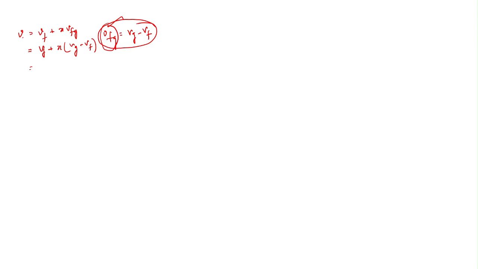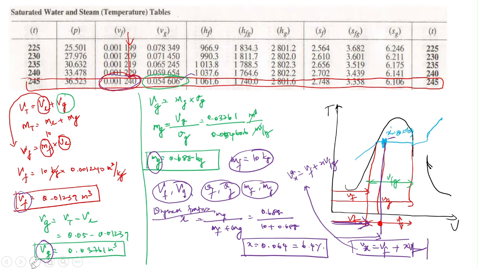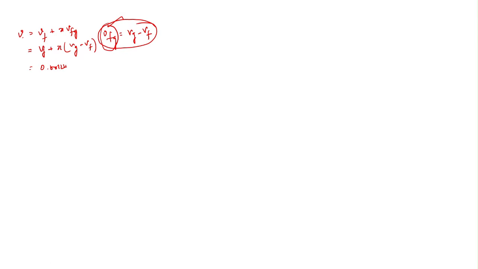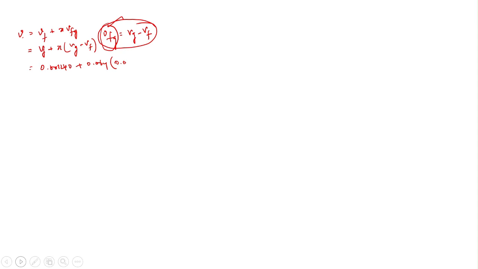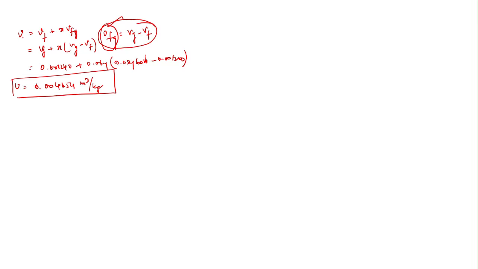So Vf you already know, 0.001240, plus x, already you know 0.064, into Vg, that is 0.054606 minus 0.001240. After substituting the values, you can get V equal to 0.04654 meter cube per kilogram. You can find the V.